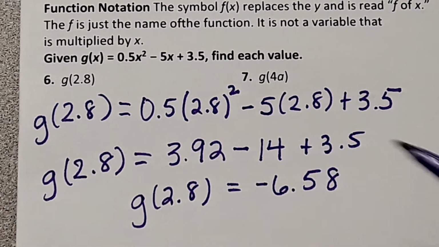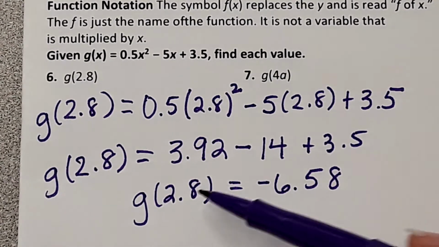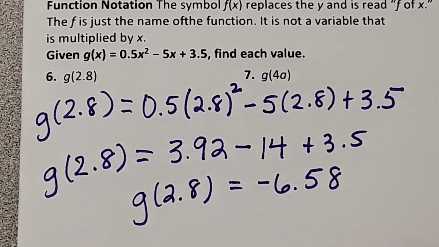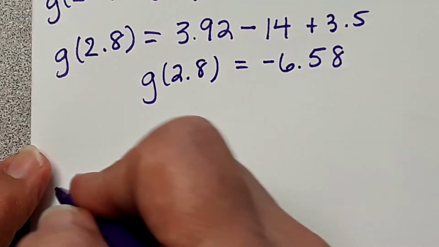So you guys, if you were to graph this and you pick this as your point, you would graph it as 2.8. You would go over to 2.8, down to 6.58. That's a point, okay? So that's your final answer. You're good. Now let's do number 7.